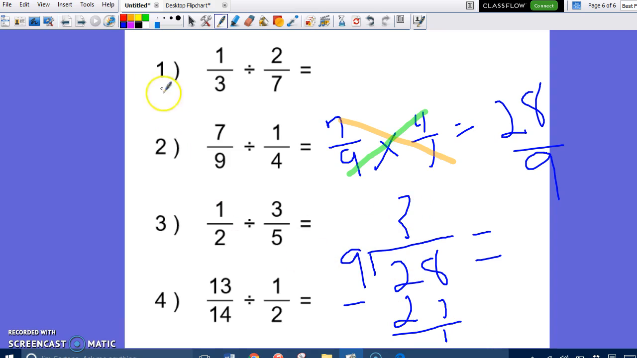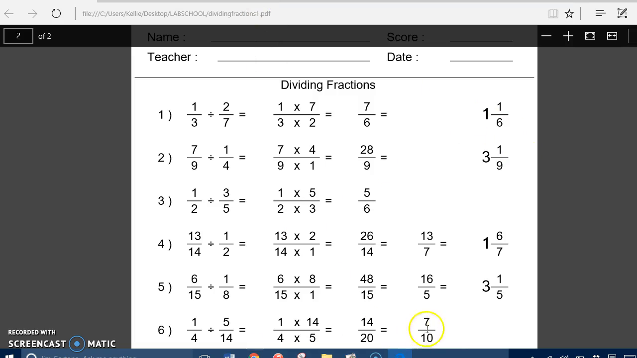Again, you have your 3 parts in order to make your mixed number. That 3 is your whole number, that 1 is your numerator, that 9 is your denominator. Correct answer should be 3 1/9. If I'm still awake and functioning, I did this correct. 3 1/9. Oh, look at that.